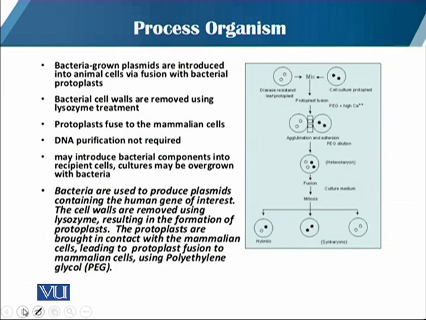You can see in this slide how protoplast fusion works, and how bacteria grown with plasmids are introduced into animal cells via fusion with bacterial protoplasts. The bacterial cell walls are removed using lysozyme, and these are the different techniques by which the foreign material is entered into the new cell. Mostly the plasmids are entered into the new one.